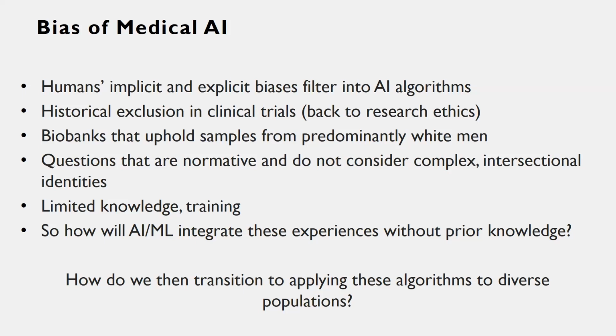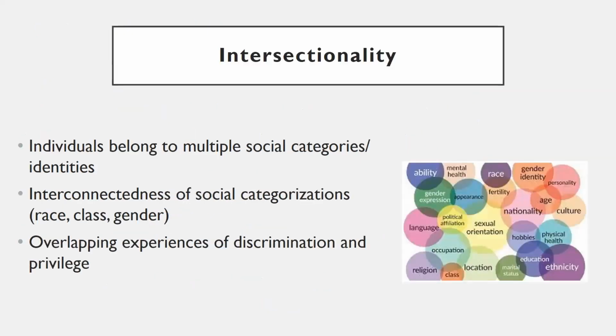And how do we then transition to applying these algorithms to diverse populations, to those who we need to serve? I mentioned intersectional identities, and maybe some of you might know what intersectionality is, but again, I'm teaching this as a 101. Intersectionality is that individuals belong to multiple social categories and identities, right? We're not just one person. We have an interconnectedness of social categorizations: different races, classes, genders, sexual orientations, fertility, language, mental health, ability.